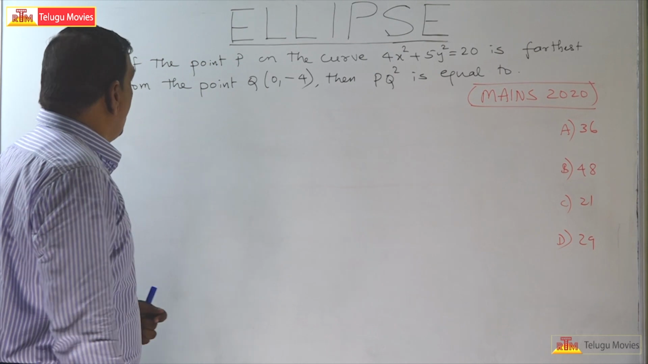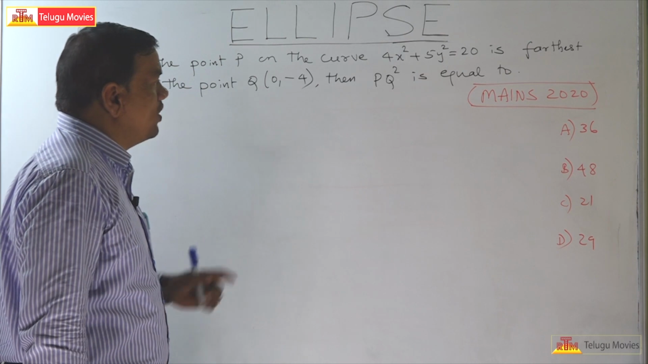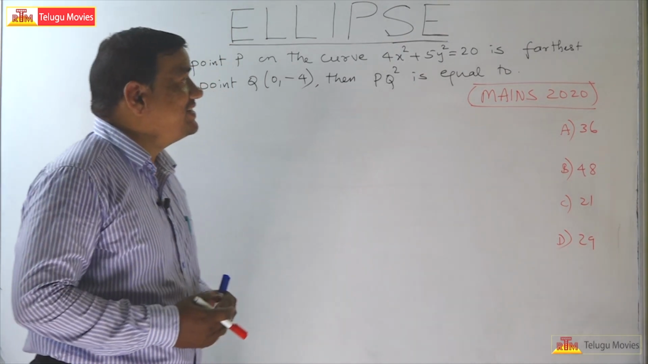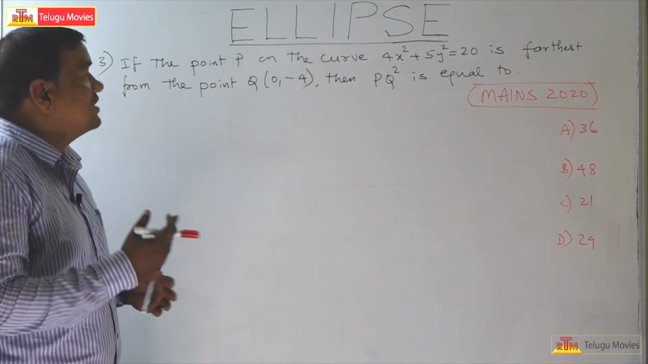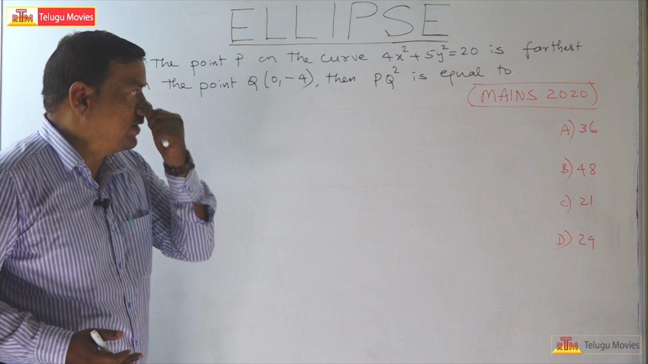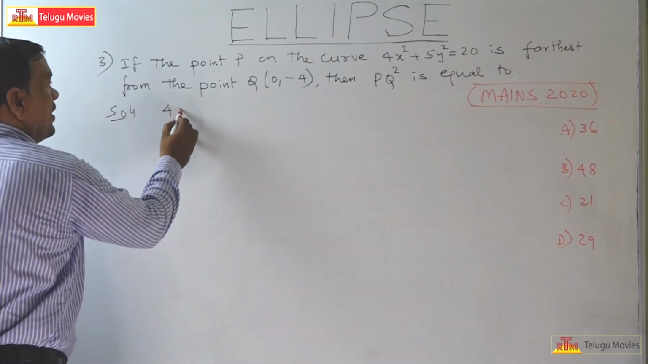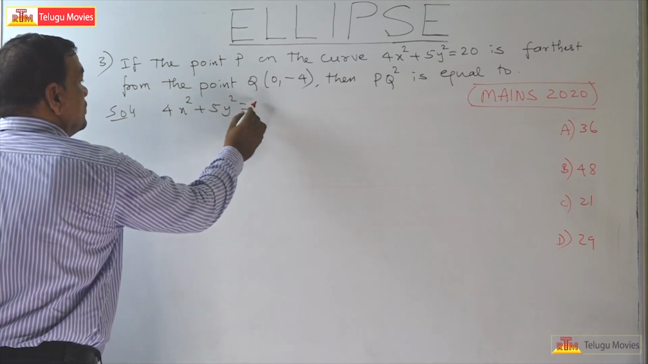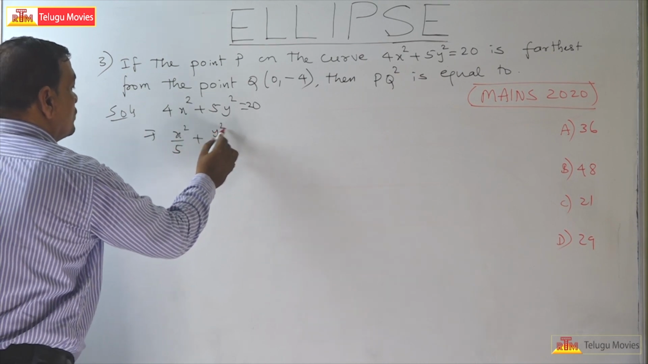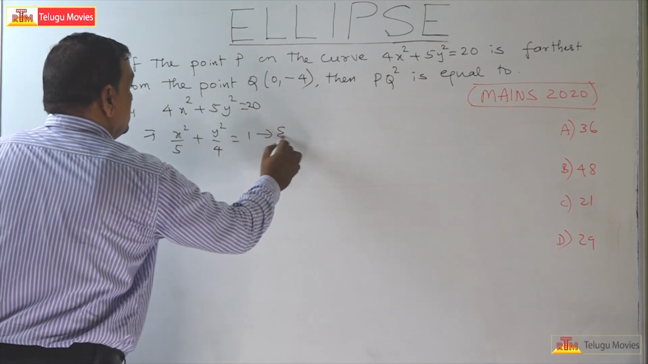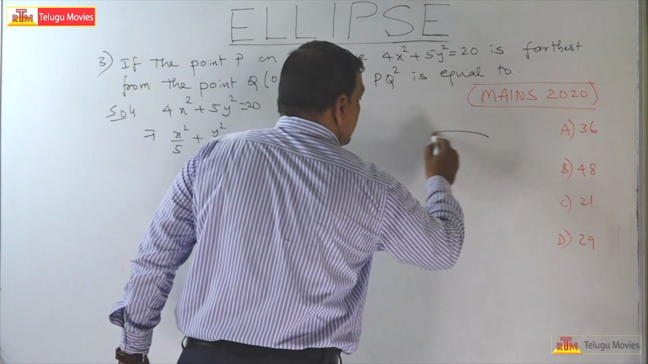Welcome to this third problem. If the point P on the curve 4x² + 5y² = 20 is the farthest from the point Q (0, -4), then PQ² is equal to? Let us see the curve. What is the given curve? 4x² + 5y² = 20, so this is x²/5 + y²/4 = 1. This is clearly an ellipse equation.